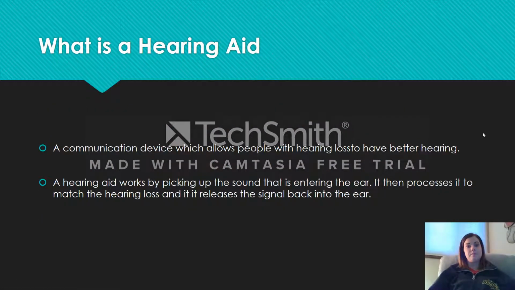So when you have a hearing loss, a hearing aid may be needed. A hearing aid is just a communication device. You may see some on your grandparents' ears, or your friend may have one. It works by picking up sound that is entering the ear, processing it to match the hearing loss, and then the signal is sent back into the ear through the hearing aid.